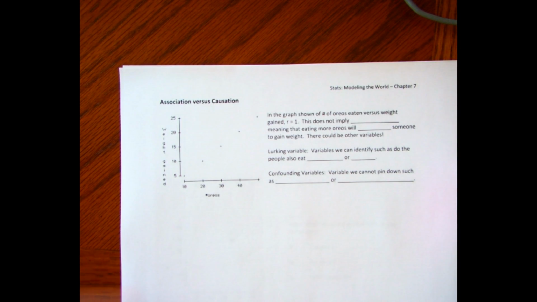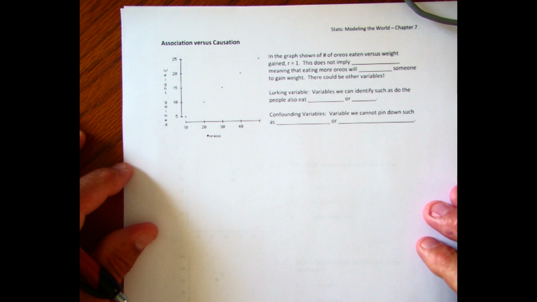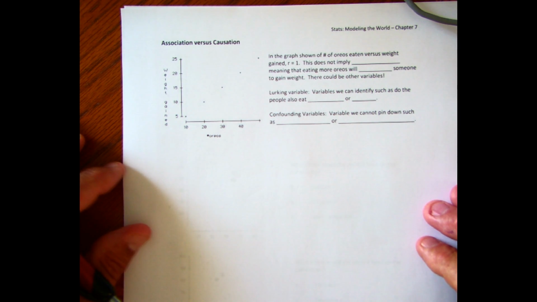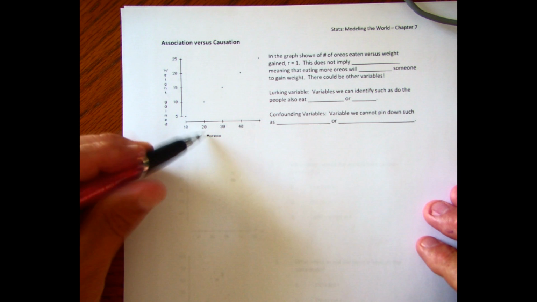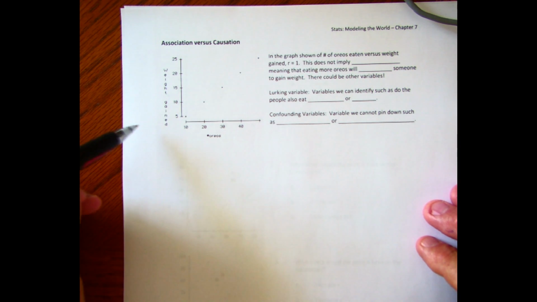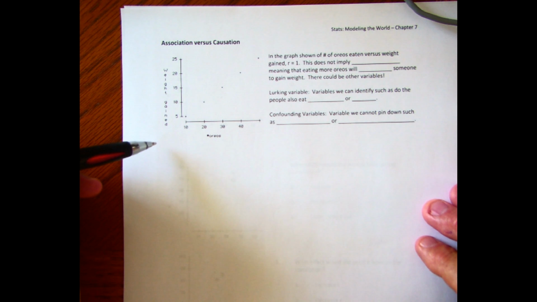Alright, so the last thing that we're going to look at is a very important concept, and it's association versus causation. So we have a graph, number of Oreos eaten and weight gained. So in the graph shown, the number of Oreos eaten versus the weight gained, R equals 1. Perfectly straight line. However, this does not imply causation.